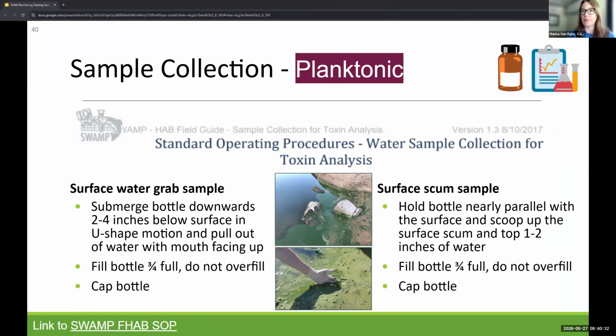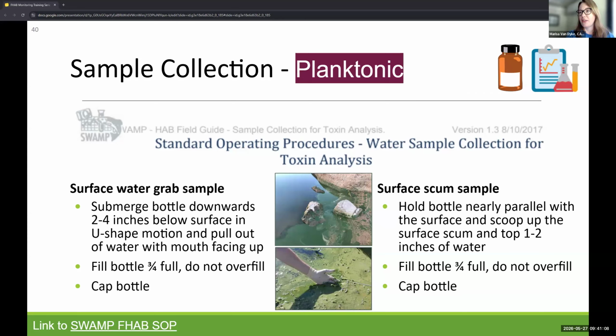All right, as mentioned earlier, not all cyanobacteria act the same. So we're going to start off with planktonic blooms and those sample approaches. This is, again, a high-level overview of the sampling procedure that's linked here at the bottom. With planktonic sample collection, we want to oftentimes do a surface water grab or a scum sample. Starting with that surface water grab, we can do that from a boat, from a dock, or from the shoreline.